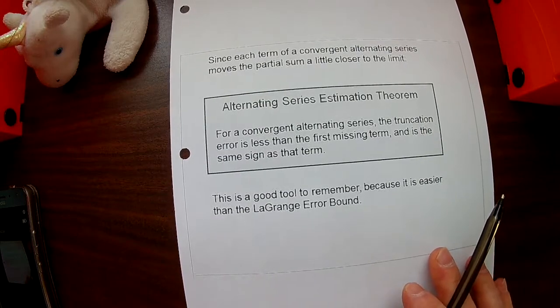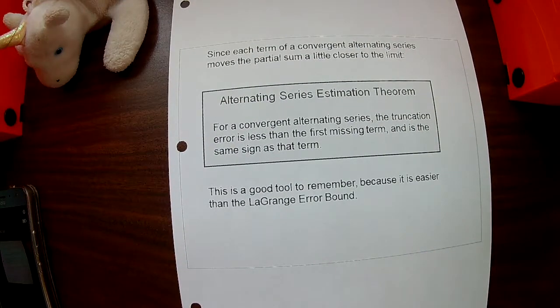Alternating series estimation theorem. You don't really have to worry about this for the AP test. This is more on the level of that section 9.3 with Lagrange error bound. But finding the error in an alternating series is pretty much the easiest thing that you could have ever seen in the history of the world.